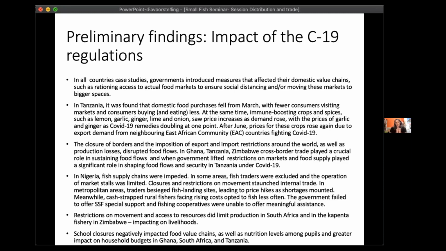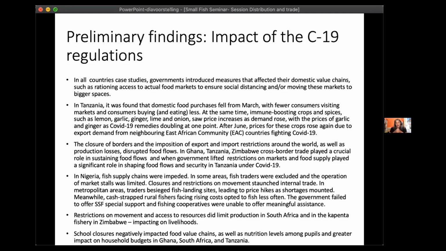We also saw that restrictions on movement limited production in South Africa, and also in the Kapenta fisheries in Zimbabwe, where transport prices increased and only certain people got permits to transport the fish. We saw many women exit this particular sector.